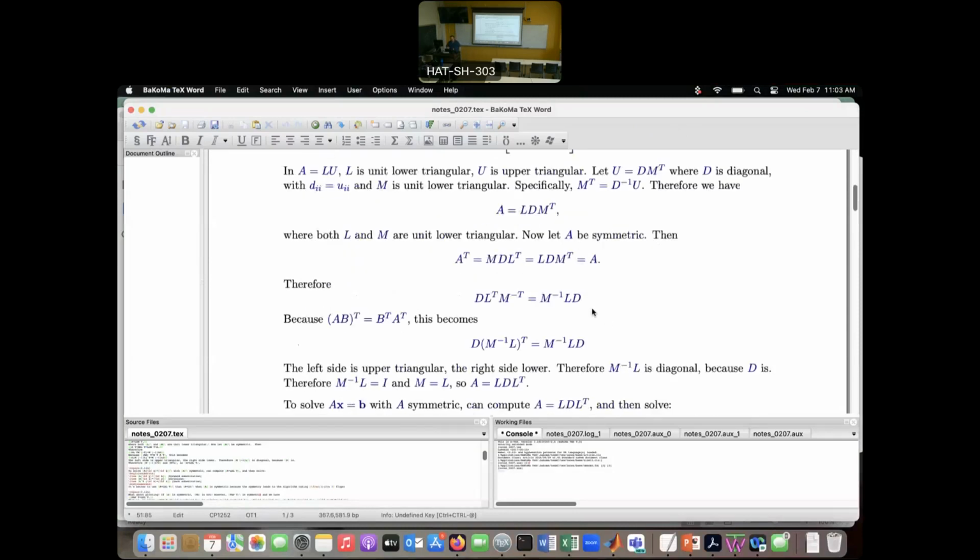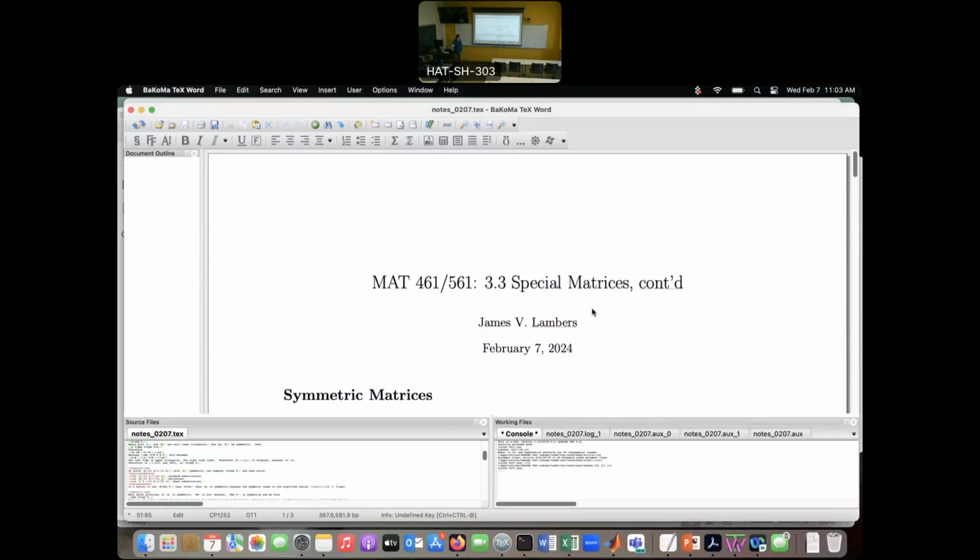To wrap up this section today on the special classes of matrices. Last time it was banded matrices. Now we're going to look at a case where A is a symmetric matrix, and then also focusing on a case where A is not just symmetric, but also what's called positive definite. So we'll find all of these things.